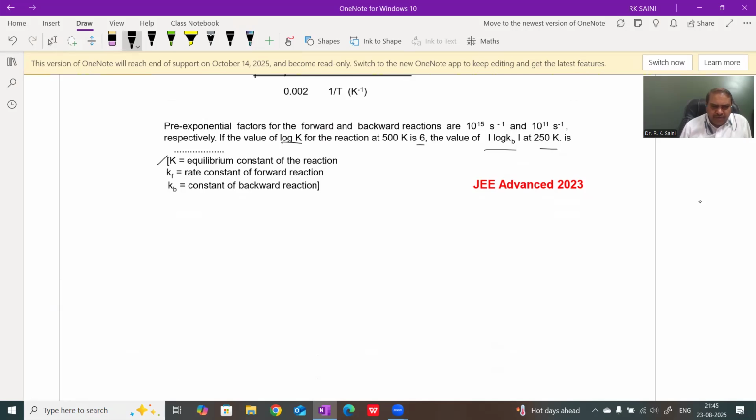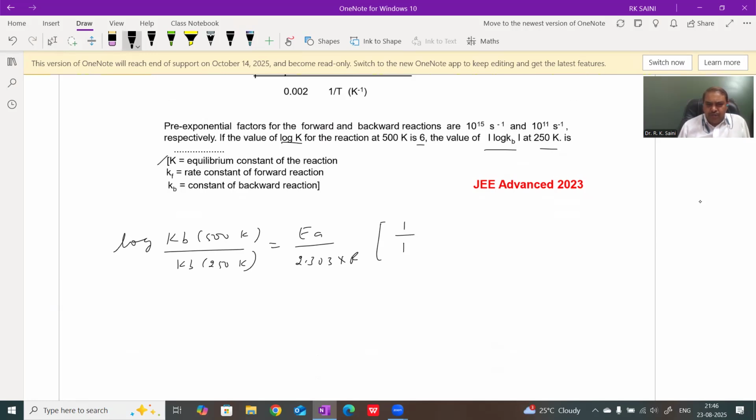According to the Arrhenius equation, we know that log of Kb at 500 Kelvin divided by Kb at 250 Kelvin equals the activation energy of the backward reaction divided by 2.303 into R, into 1 upon temperature T1 minus 1 upon temperature T2. Putting in the values, we aim to find Kb at 250 Kelvin.